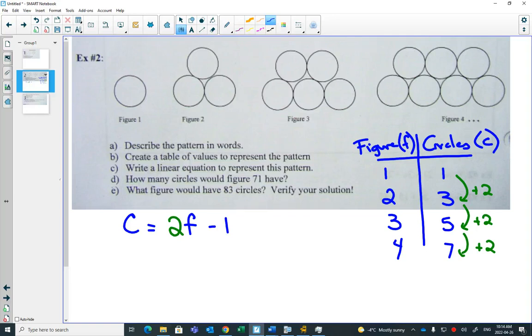And once we have the formula, we can solve all sorts of equations. Driving. Probably.